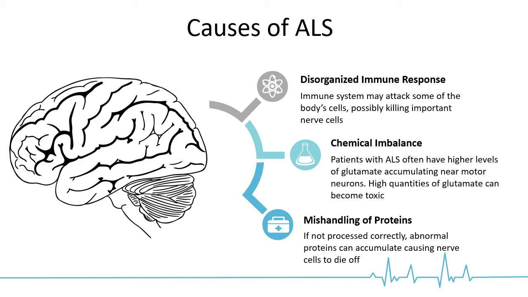Mishandling of proteins. If proteins are not processed correctly by the nerve cells, then abnormal proteins can accumulate, causing the nerve cells to die off. These three factors cause motor neurons to gradually deteriorate and eventually die. When motor neurons are damaged, they stop sending efferent messages to muscles throughout the body.